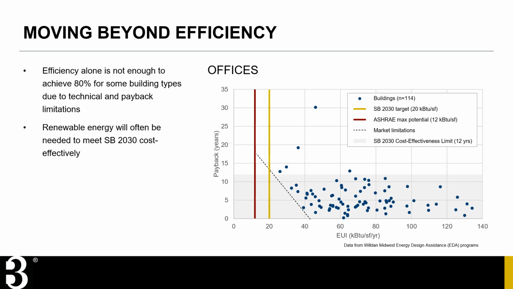This cost-effectiveness limit, along with the program's current requirement of an 80% reduction, have led to an increased need to go beyond efficiency to also include renewable energy on SB 2030 projects.